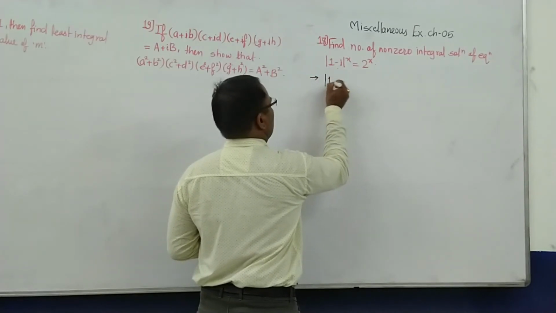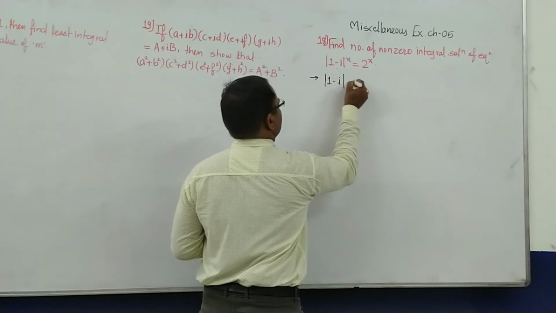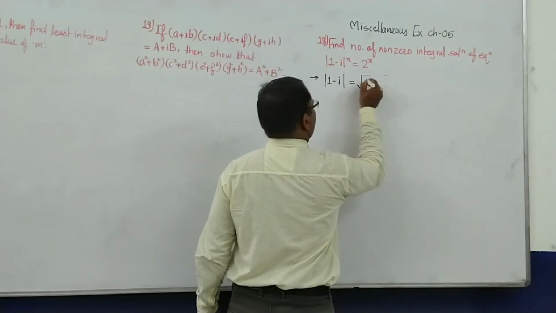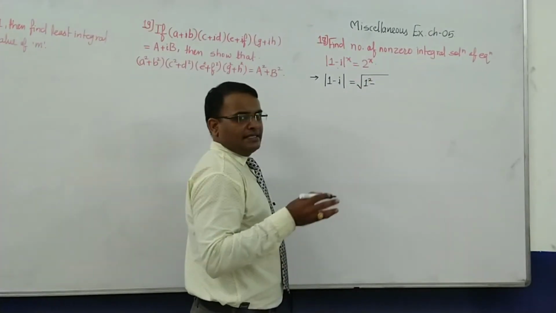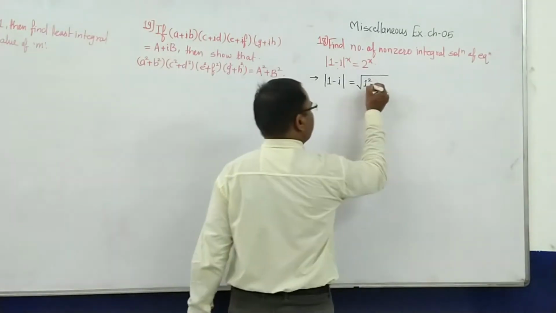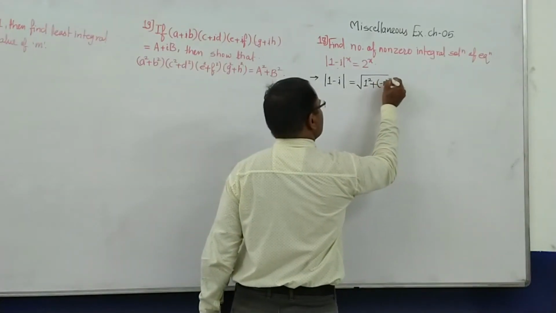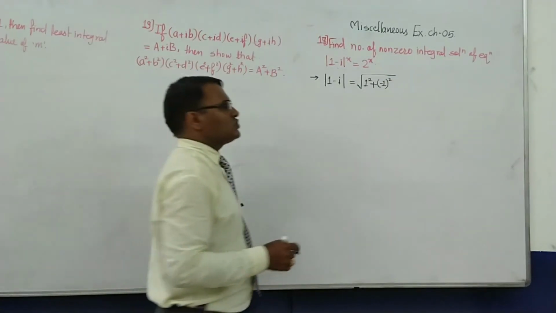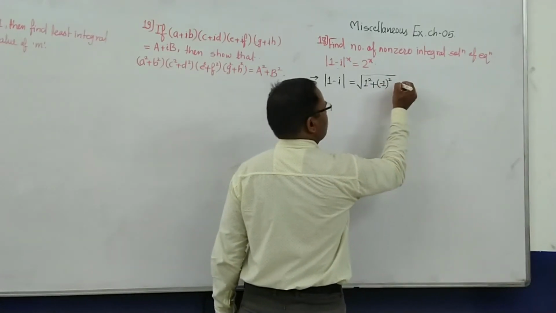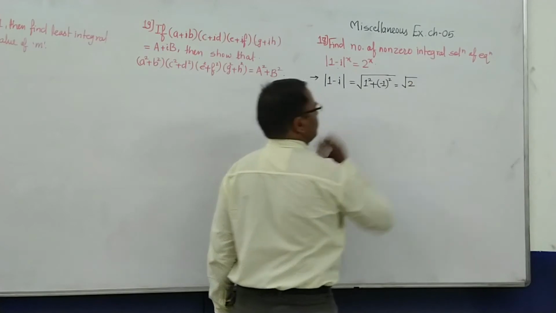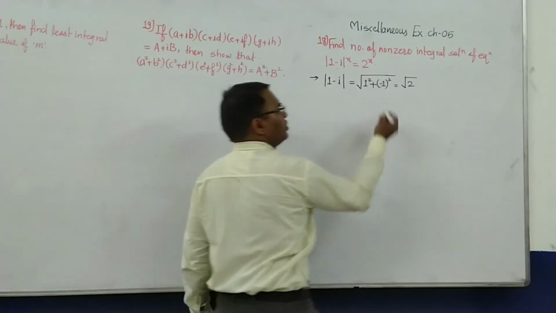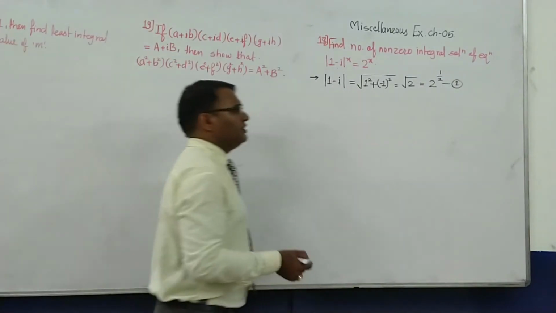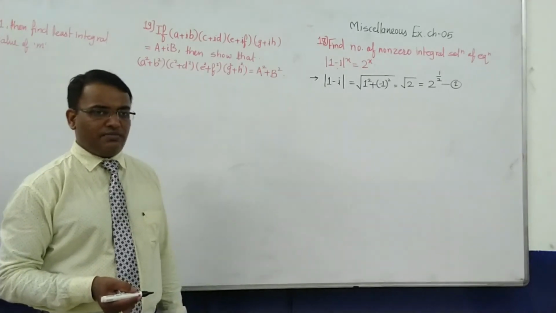We know that mod of 1 minus i can be written as root of 1 square plus minus 1 square, since i can be written as minus 1. But 1 square is 1 and minus 1 square is also 1. So that is 2, right? 1 plus 1, root 2. Root 2 can be written as 2 raised to half. Right or no? Consider this as equation number 1.